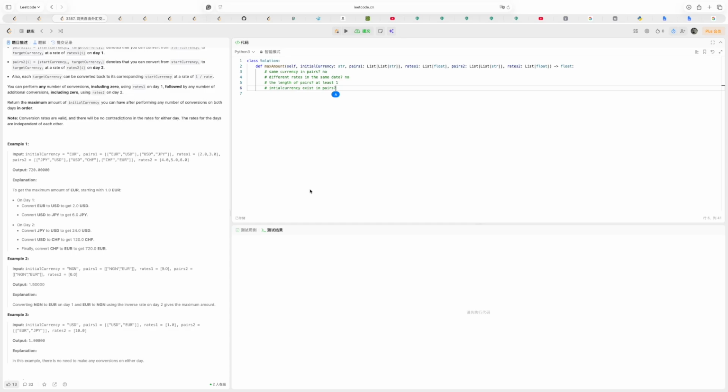I think okay. The first thing that I want to do is to create the adjacency list, but since there are 2 days, I am not sure how to do this. I think I would like to first check the solution.